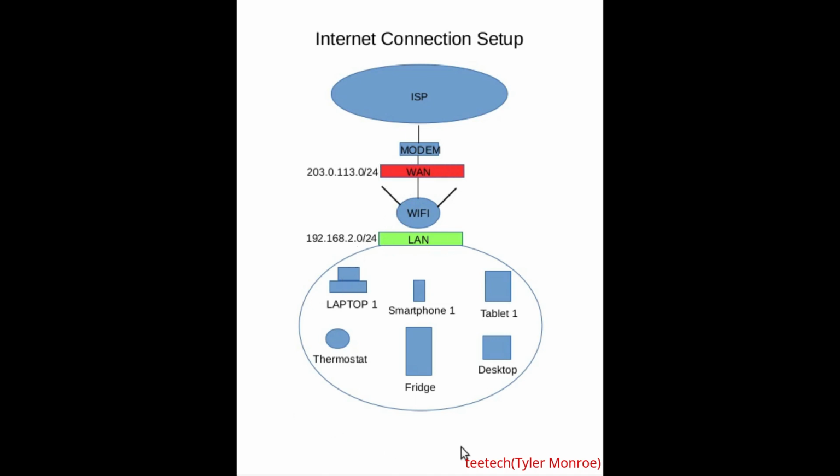Now, the LAN here just has all of your devices. So your laptops, tablets, desktops, and with the Internet of Things now, you can have thermostats, fridges, and all kinds of things connected to the Internet. But another thing you have to understand when you go on your Wi-Fi router is you're going to have IP addresses in something called a subnet mask.